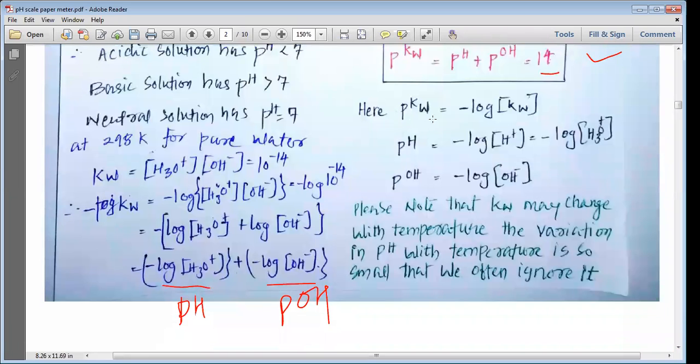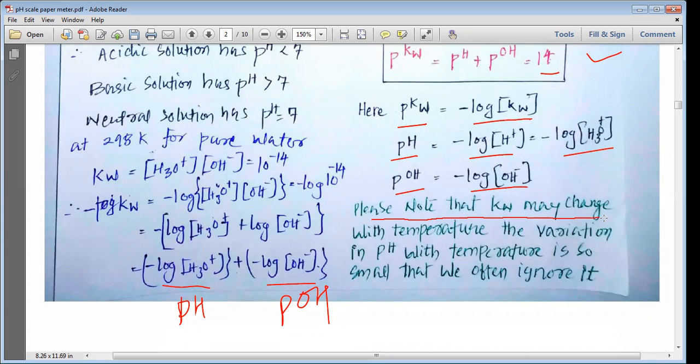Now we know that pKw is equal to minus log of Kw, pH is equal to minus log of H plus, or we can even write minus log of H3O plus, and pOH is minus log of OH minus. So this is how, my dear students, we study the various terms related to the pH scale.